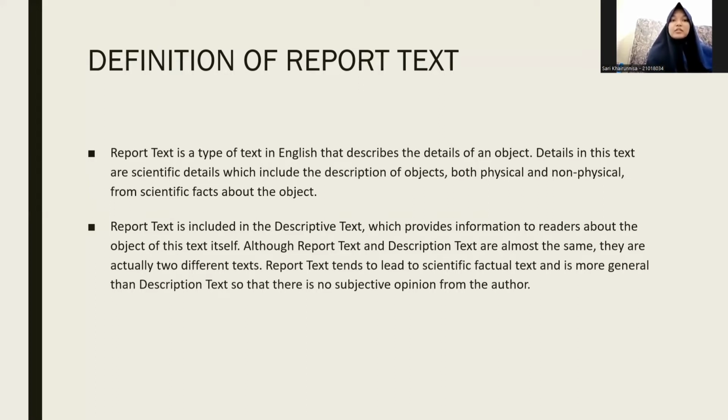Report text relates to scientific factual text and is more general than description text, so that there is no subjective opinion from the author. Thank you. Back to the moderator.